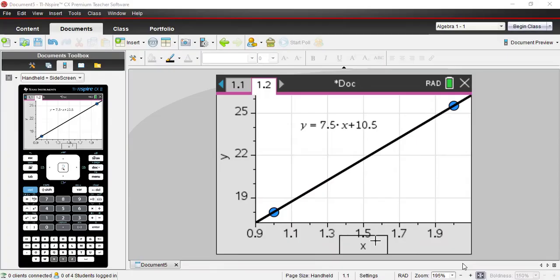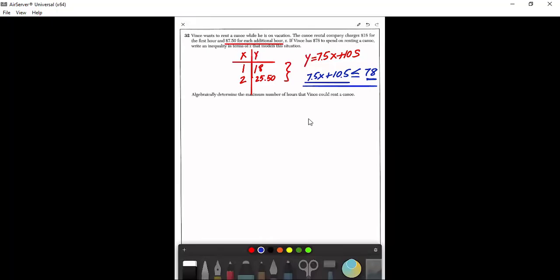Now we just have to solve it in order to know the maximum number of hours. So let's go ahead and do that down here. Whoops, I wasn't showing you that. Let me go back and do that little part again. So what I was saying is that once I wrote the equation, I know that the cost function for the canoe, I have to stay under $78. I can spend all $78, but I can't spend more than $78. So this is the inequality.